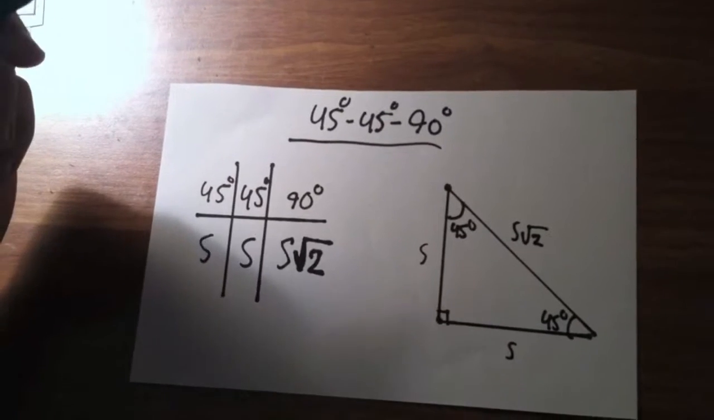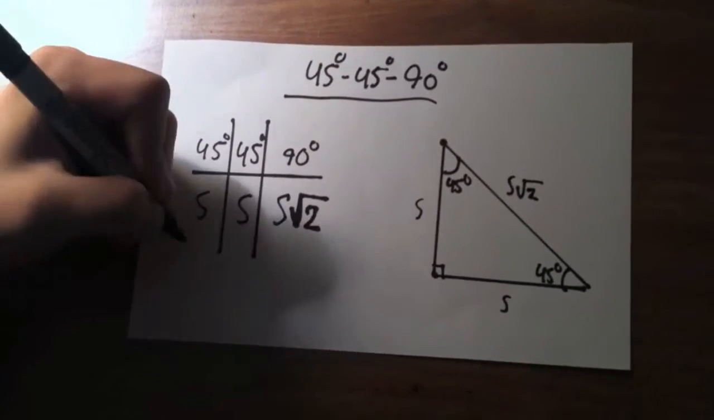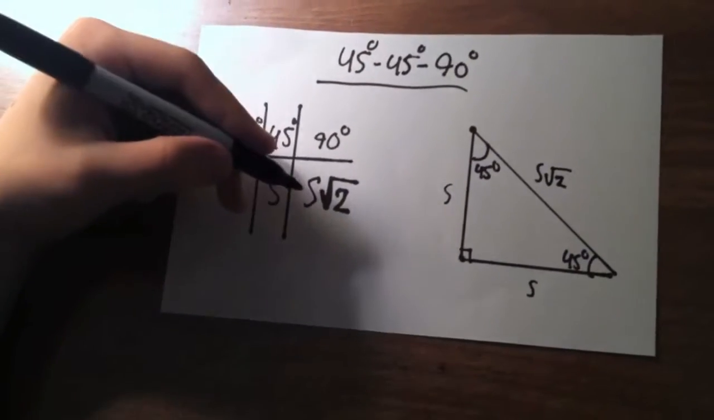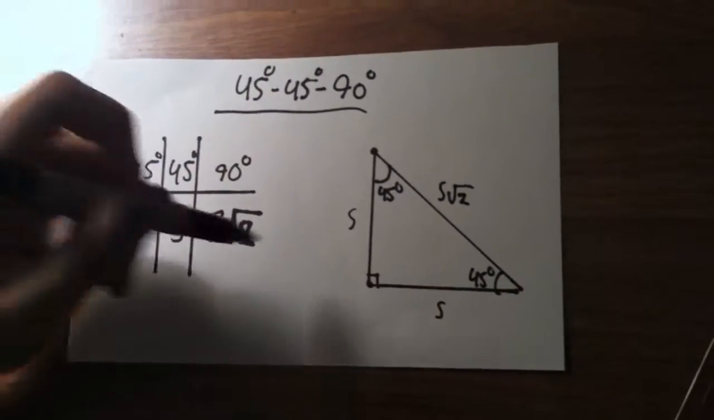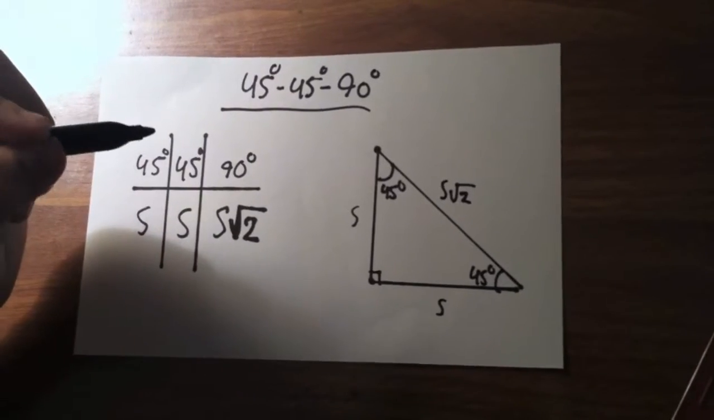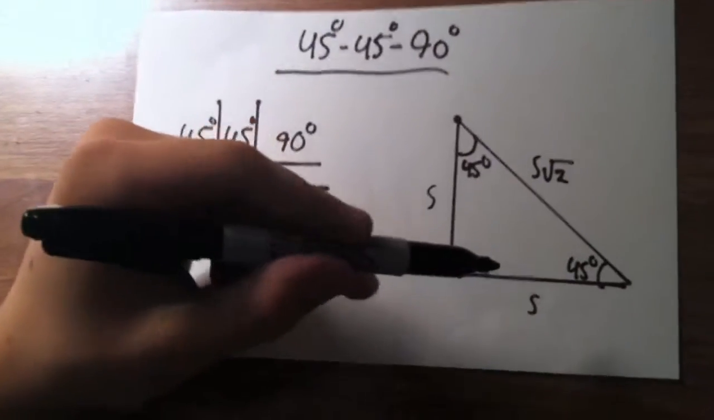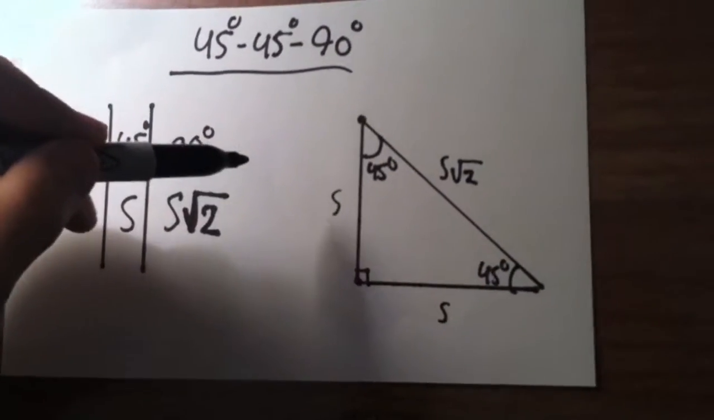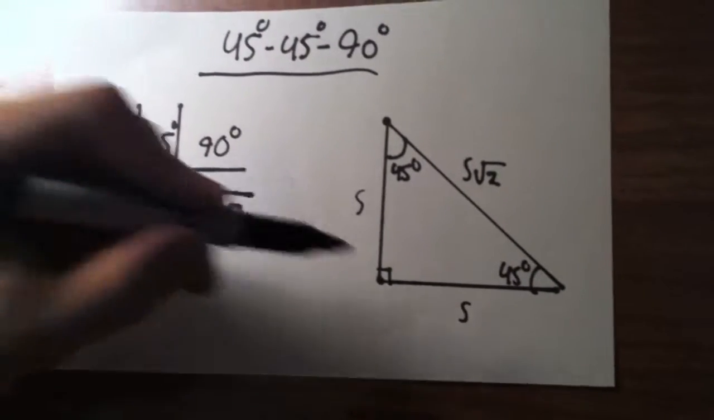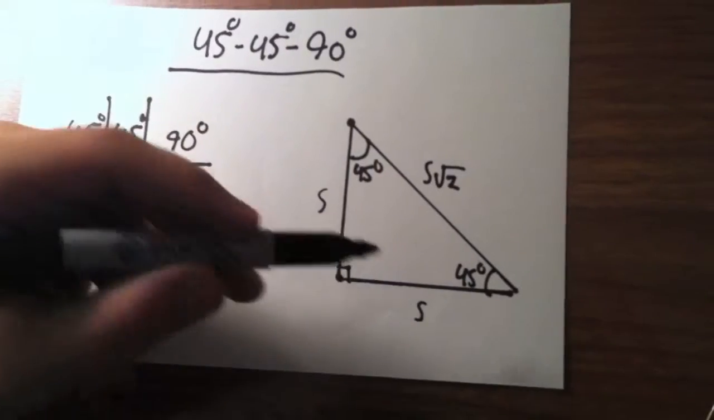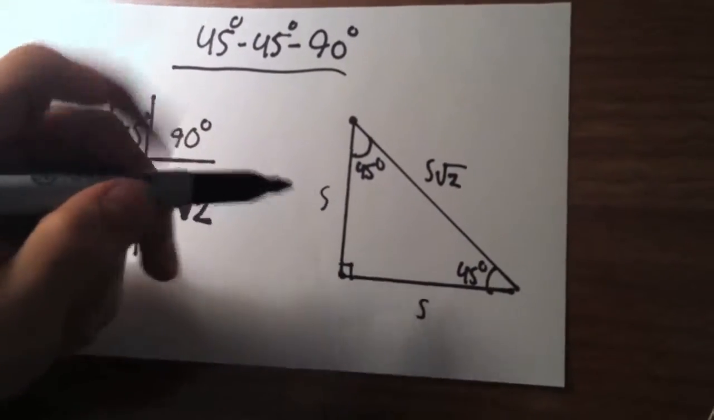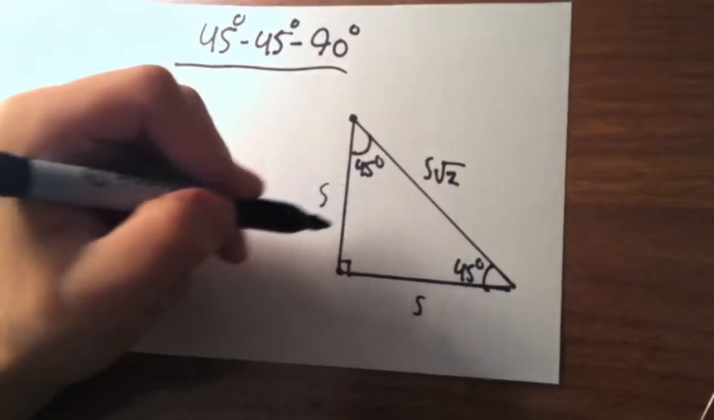The ratios of the side lengths are S, S, and S root 2. You may be confused about this, but I'm going to clear it up with a diagram off to the right. The opposite side length of each of the 45 degree angles has a value of S, and the hypotenuse, which is across from the 90 degree angle, will have a value of S root 2, or the value of the 45 degree side times the square root of 2.